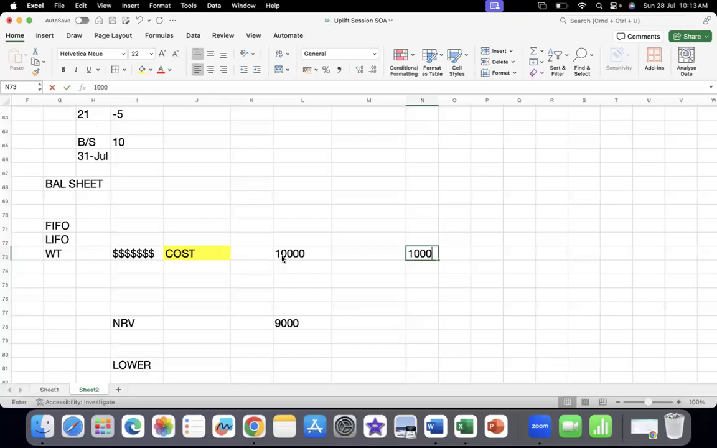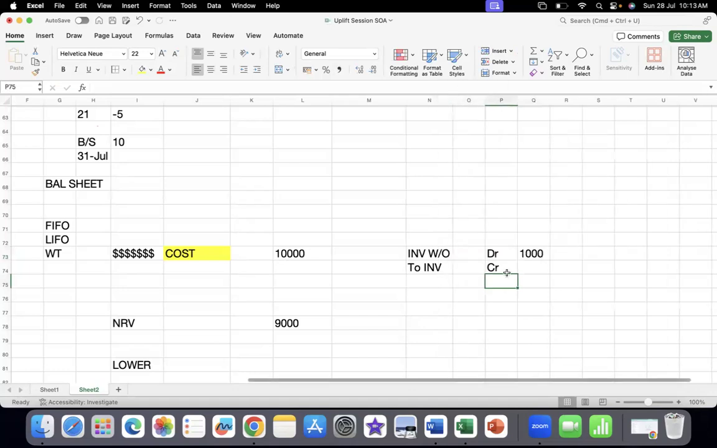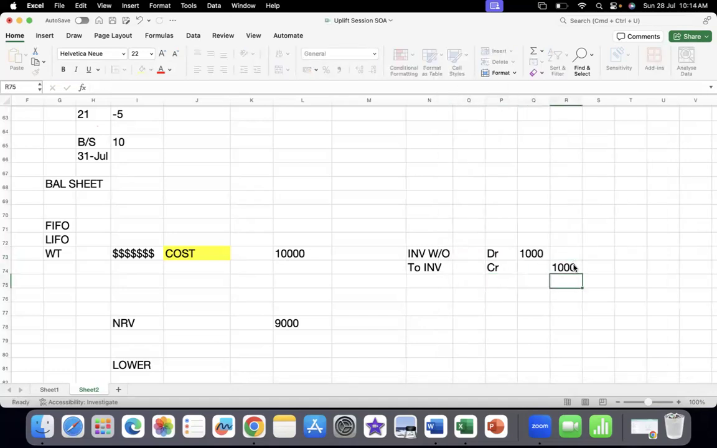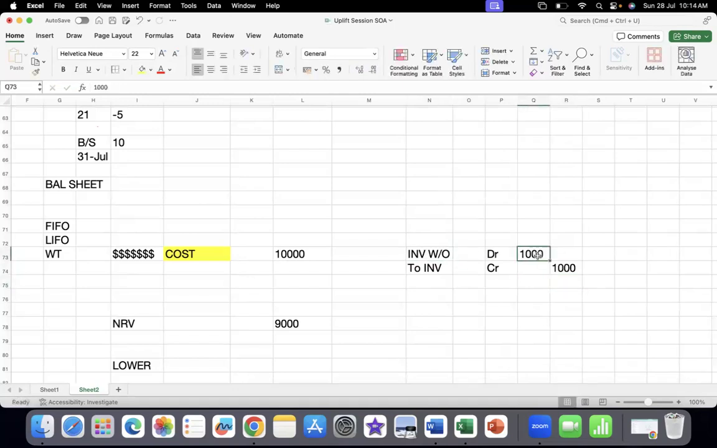So 1,000 would be debited to the profit and loss account, or you can put it this way: inventory written off account debit 1,000, to inventory account. So the inventory account is my asset. The asset is getting credited by 1,000 and my loss is being booked. Will this entry go into your profit and loss account? The answer is yes.